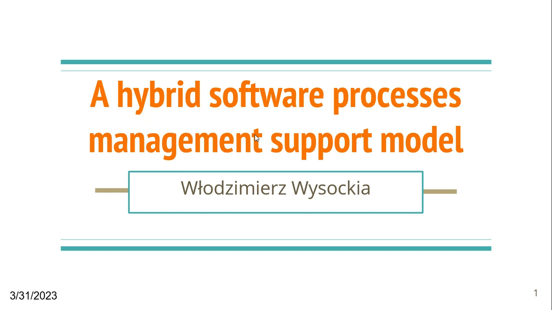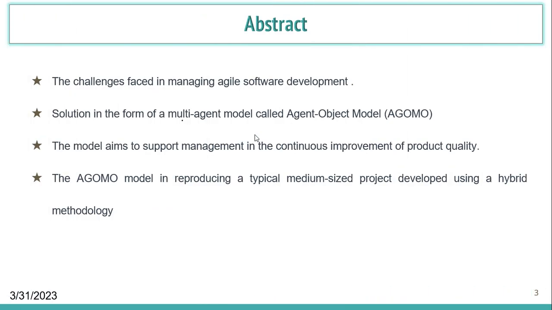The research paper is called "A Hybrid Software Process Management Support Model." I am Nadine Brian. Here is the abstract of this research paper. The challenge faced in managing agile software development, and the solution in the form of a multi-agent model called the Agent Object Model, AGOMO. The model aims to support management in the continuous improvement of product quality. Basically, the AGOMO model reproduces a typical medium-sized project developed using a hybrid methodology.